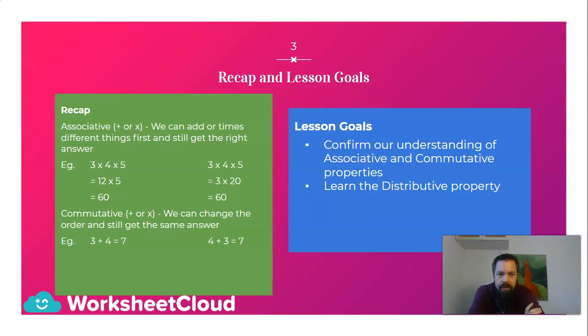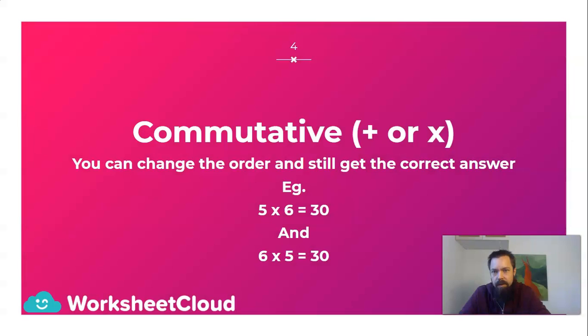Today, we're going to confirm our understanding of the associative and commutative properties, that big A word and the big C word. And we're going to learn about a very useful one called the distributive property. This is probably the most useful of the three. Very useful. Let's have a recap of the first two. And then we'll look at yesterday's homework, which was practicing those two.